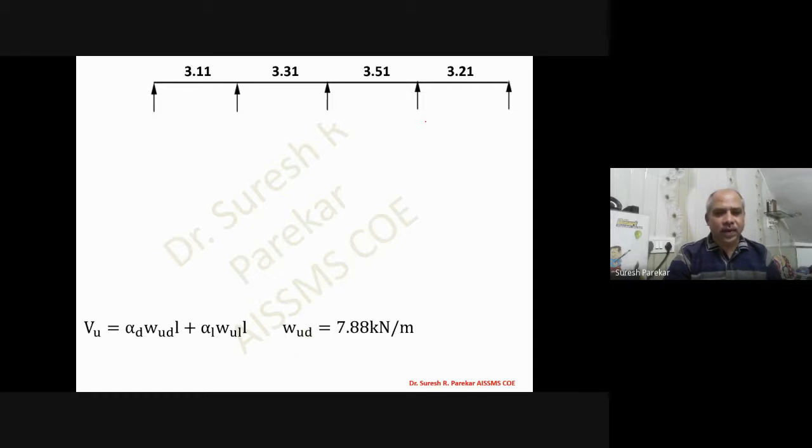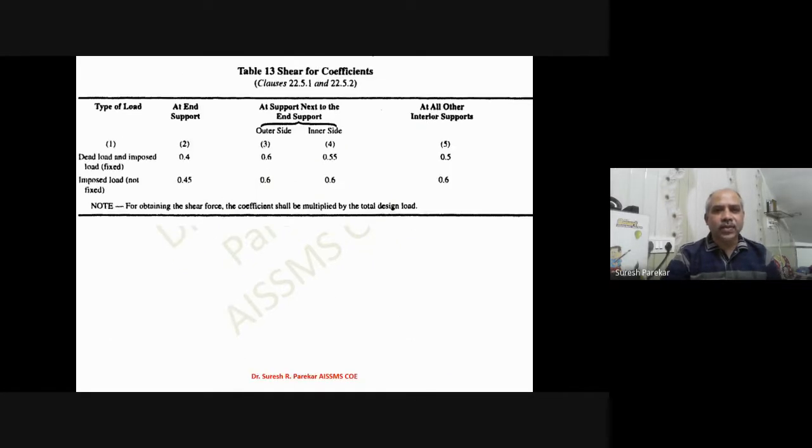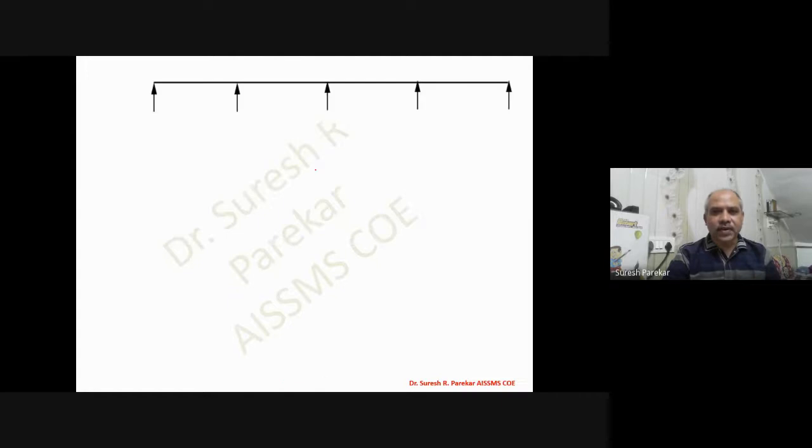Vu, we have the formula alpha D WuD L plus alpha L WuL. WuD we know, WuL we know. Now these are given. If you go to the table, you have these values for shear coefficients: 0.4 at end support, 0.6 at support next to end support, and at all other interior supports we have 0.5. So in the same fashion we have taken these values.